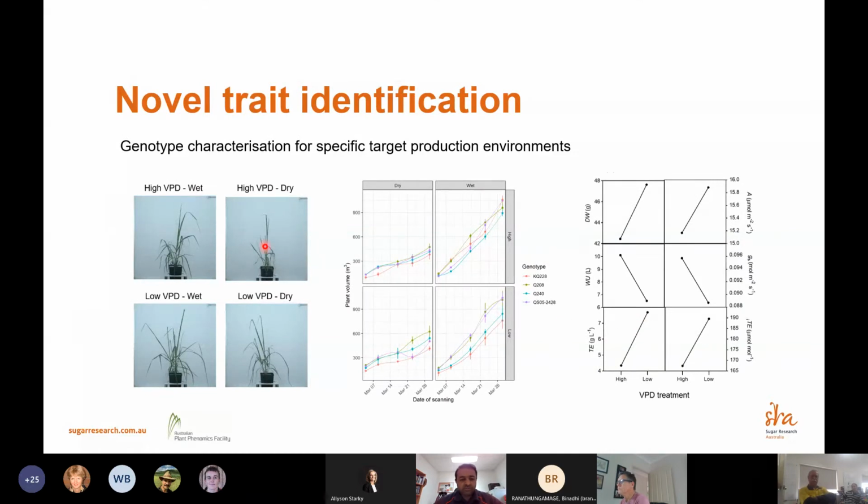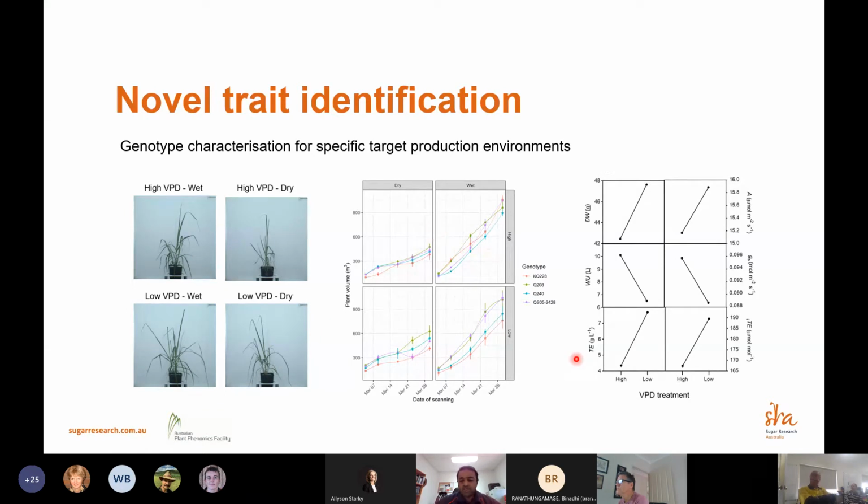Now this slide is to show that it is not all about field-based phenotyping. You would need some controlled environment phenotyping, especially for some of the physiological traits such as transpiration efficiency. Now, transpiration efficiency can be highly affected by VPD, which is the difference in vapor pressure between the leaf and the atmosphere. And in this study, we looked at a bunch of genotypes and how they responded to high and low VPD conditions.